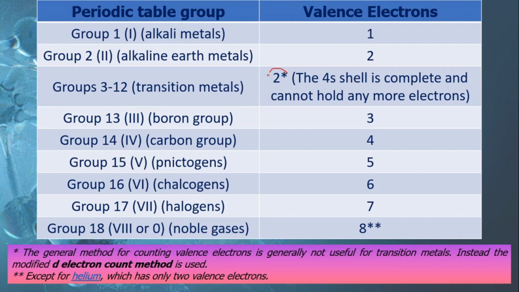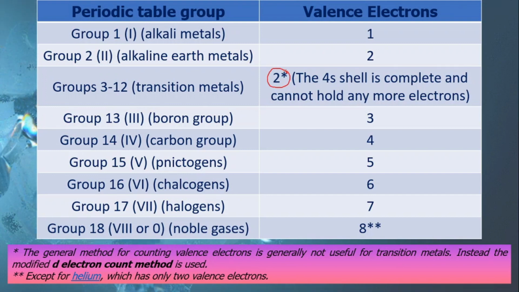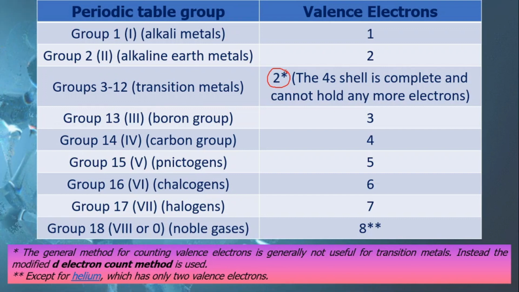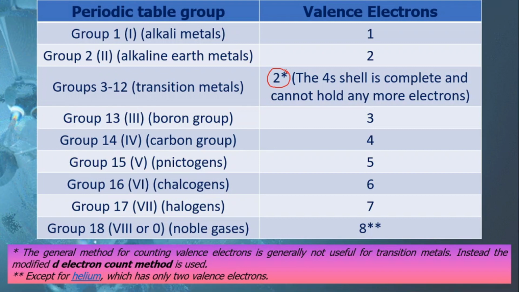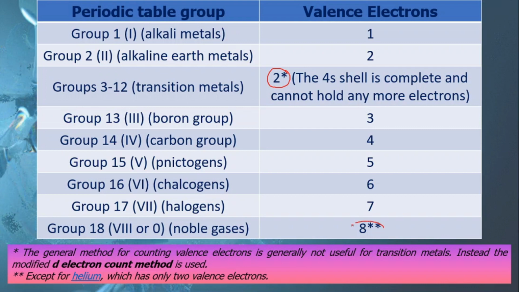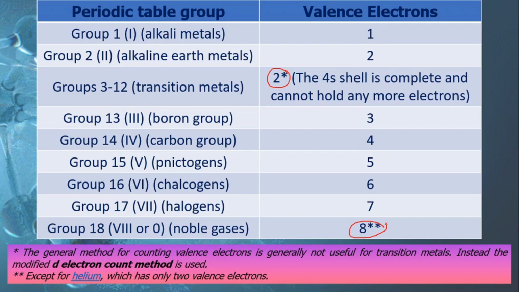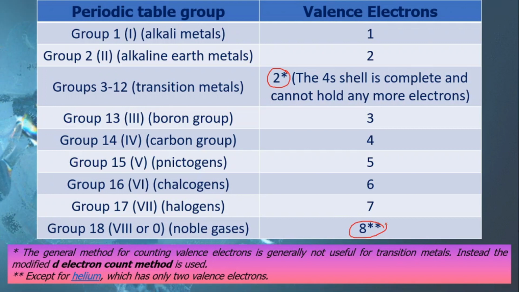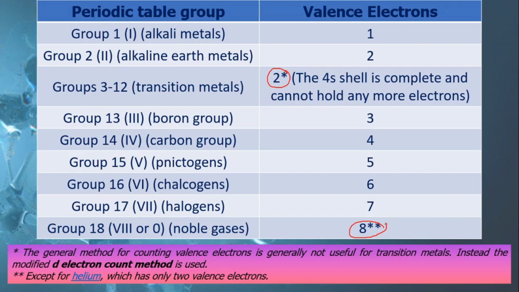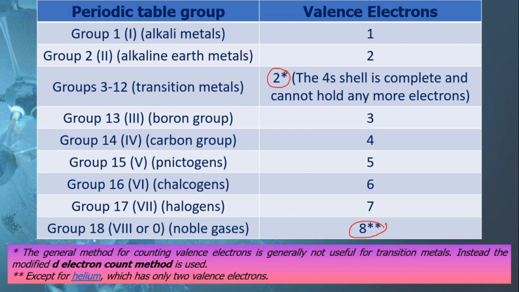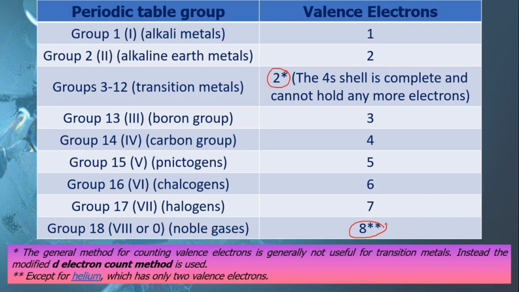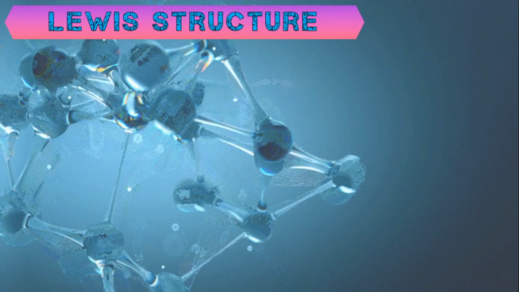For this part with one asterisk, the general method for counting valence electrons is generally not useful for transition metals. Instead, the modified d-electron method is used. For group 18, the noble gases, all of them have 8 valence electrons, with the exception of helium, which has only 2 valence electrons.